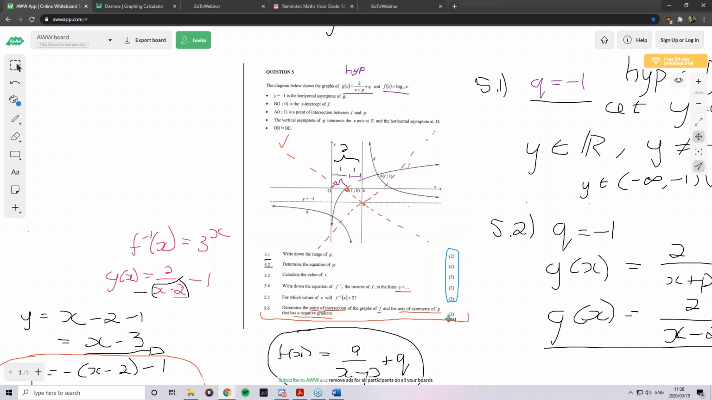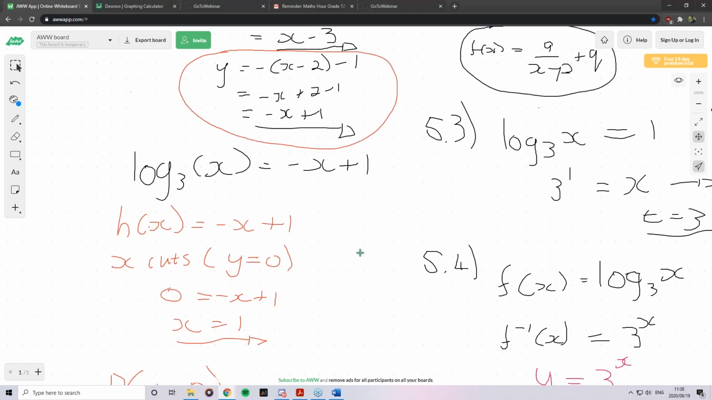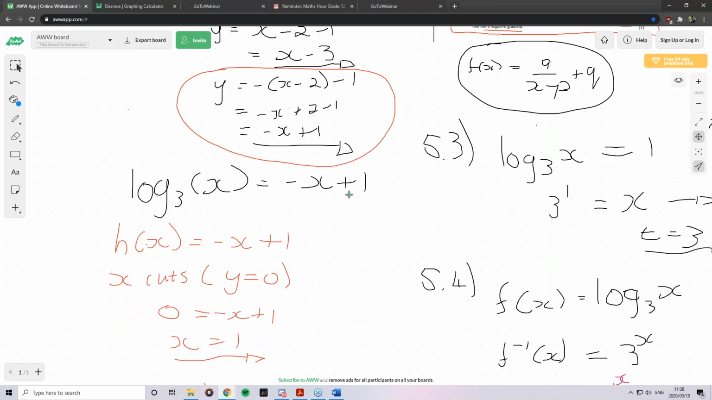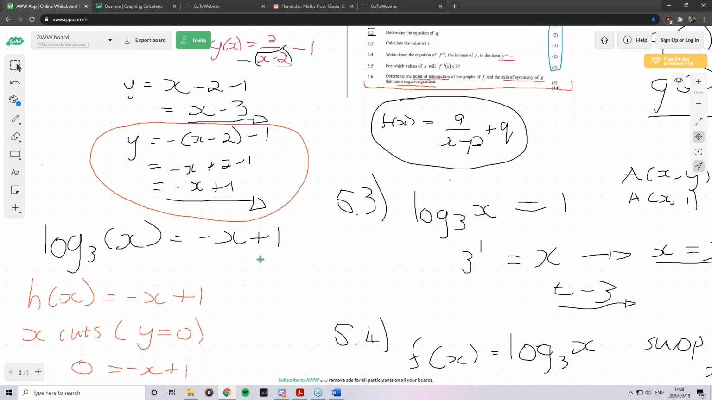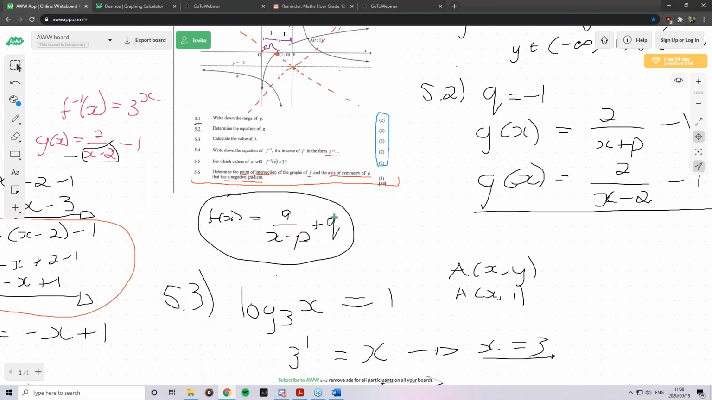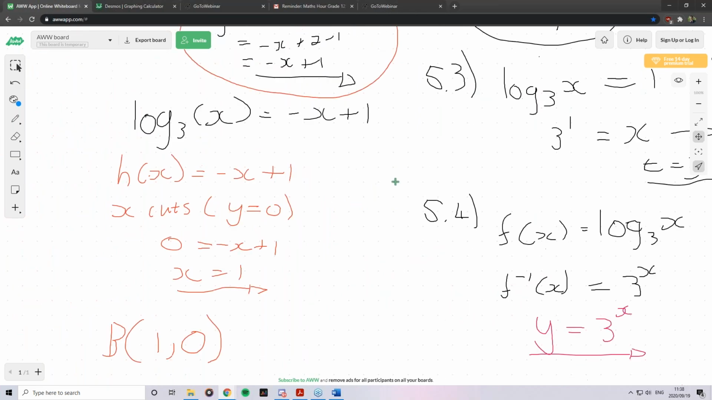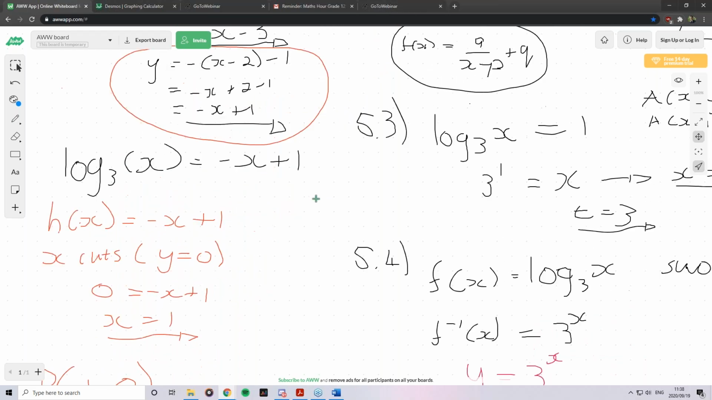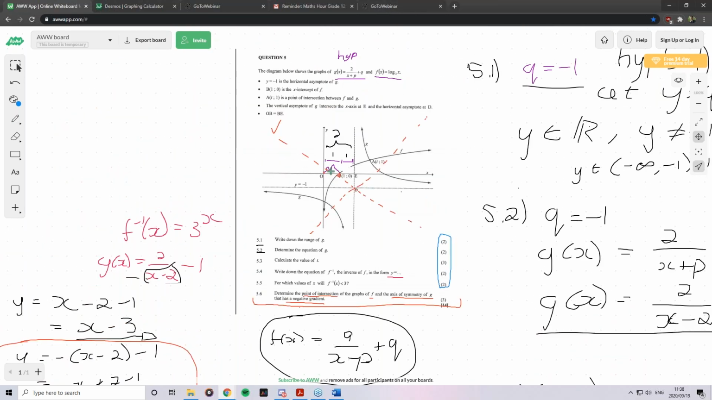If they throw a curveball at you like this and you're kind of stuck, you're just confused because you don't know how to solve for log base 3 of x is equal to minus x plus 1, that's fine. Move on, come back. This is a more difficult question, so they don't expect everyone to get this right either. This is just seeing it.